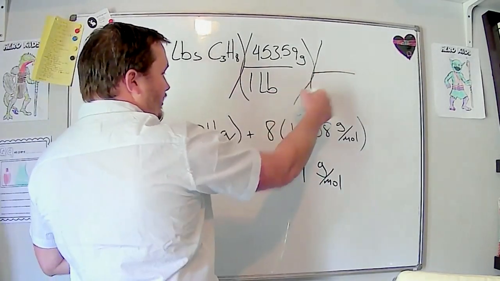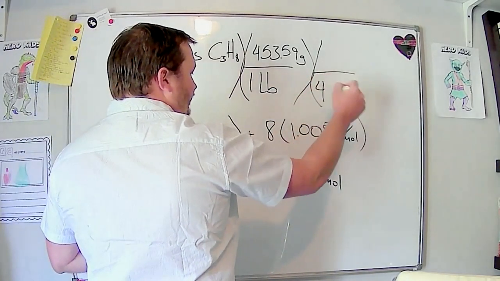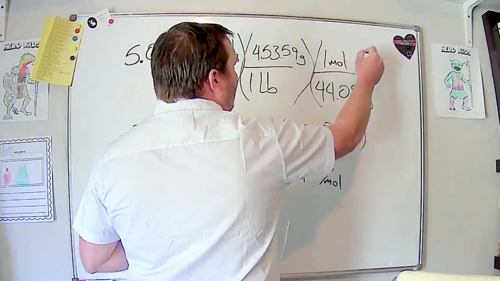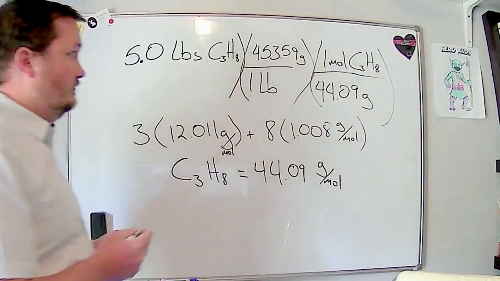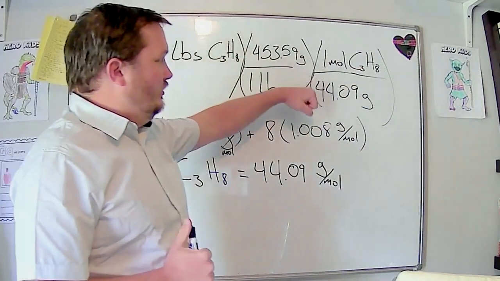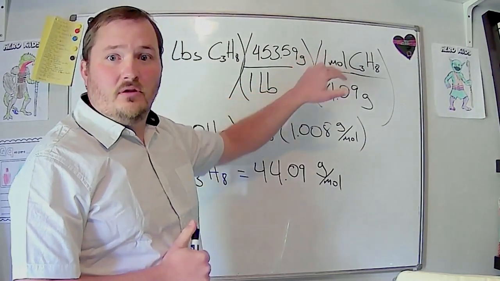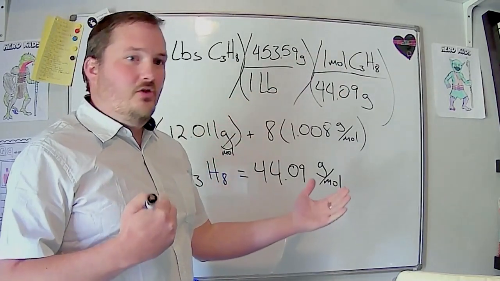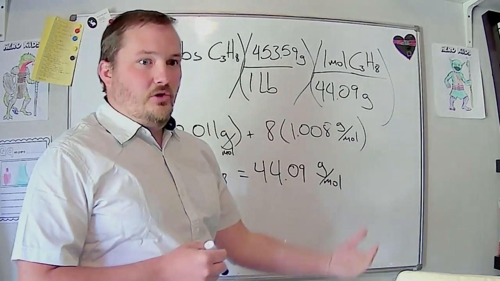So then we're just going to plug that in here. That's grams for every mole, right? Grams per mole. So for every 44.09 grams, it's 1 mole of C3H8. Getting to the number of molecules as moles is going to be a really important part of this class, because that's how we balance the reaction: not according to how many grams of each compound we have or make, but in terms of how many molecules.